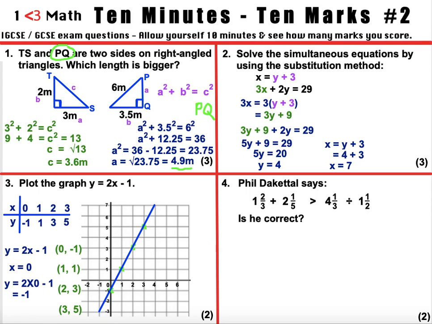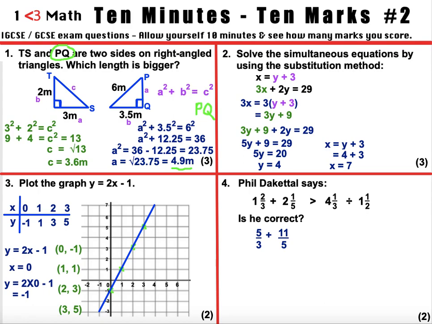So the way I'm going to do that is I'm going to do the whole number multiplied by the denominator, add the numerator. So 1 times 3 plus 2 is 5. Therefore, 1 2/3 is 5/3. 2 times 5 add 1 is 11. So 2 1/5 is 11/5.